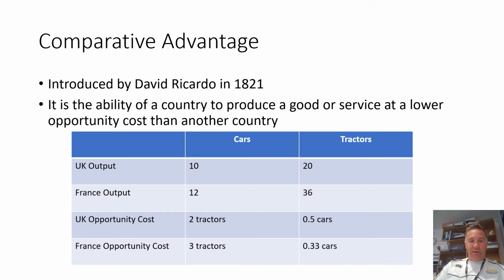Who should specialise in cars? That's the question you would be asked in an exam. Well, the lower opportunity cost there is the UK, because it's 2 tractors instead of 3 tractors. But then France should specialise due to their comparative advantage in tractors because theirs is 0.33, which is lower than 0.5. So I've just highlighted that there on the slide. Those 2 countries have the comparative advantage in those different products. I would actually circle these in your exam answer just to show that you know which one's which and just to remind yourself.